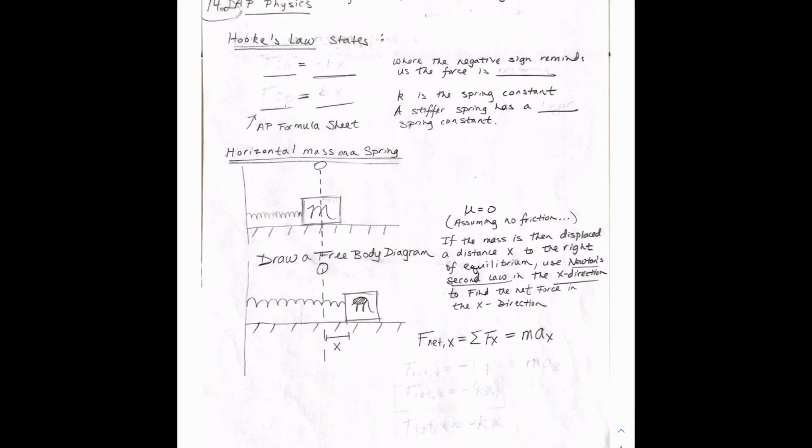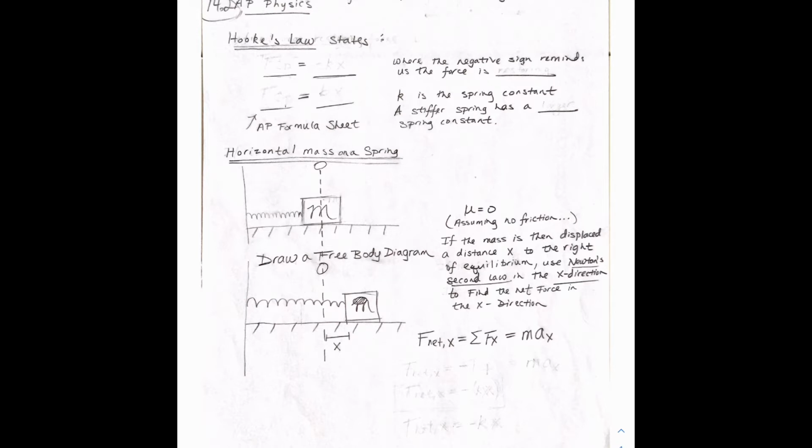All right, so this lecture over 14.2 goes over Hooke's law and the idea that if an object oscillates about equilibrium with a linear restoring force, that object is in simple harmonic motion. So that's really what we're looking at here with this lecture.